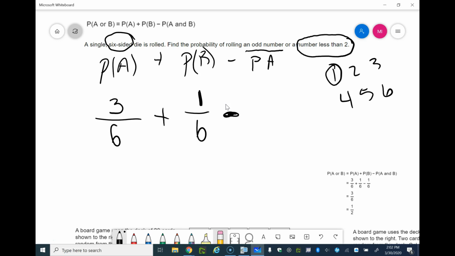So this is the P of A and B, the probability of A and B. So both of them together, now remember, it has to be an odd number and it must be less than 2. So 1, 3, and 5 are my odd ones, but out of these 3 that I selected in yellow, the only one that's less than 2 is the one we circled here. So there's only 1 out of the 6 possibilities. And here's my formula. So once we put this in our calculator, our answer should be 1/2.